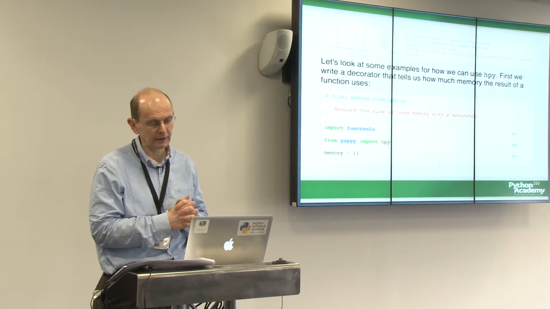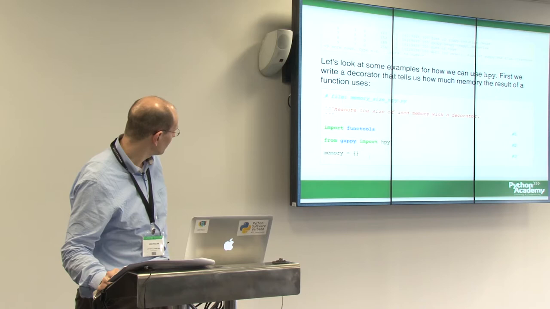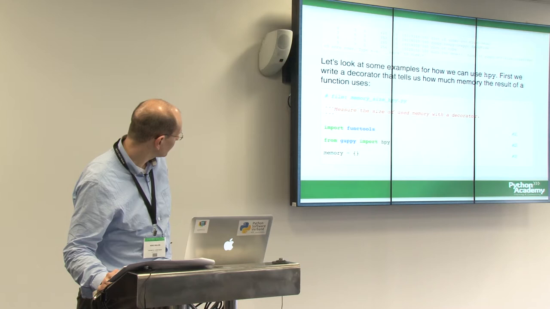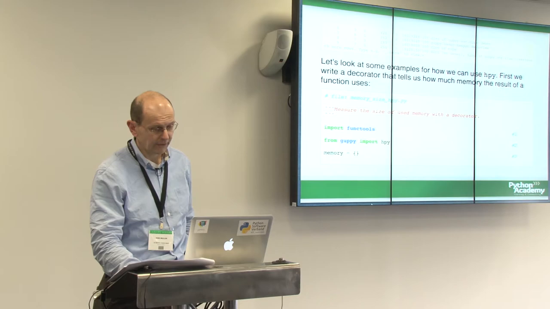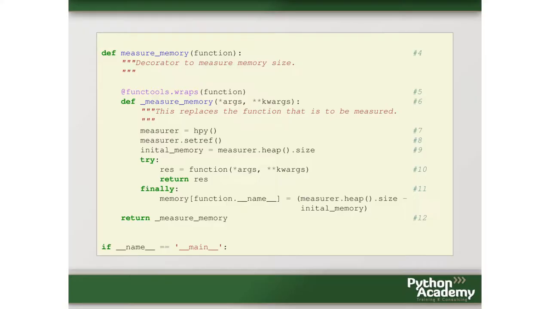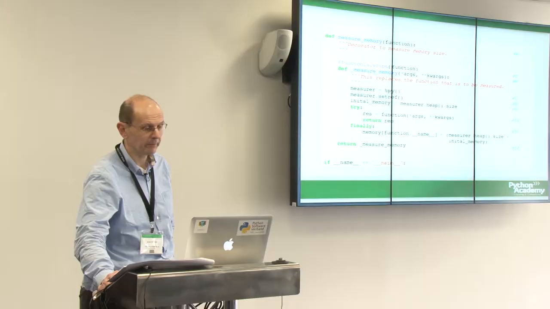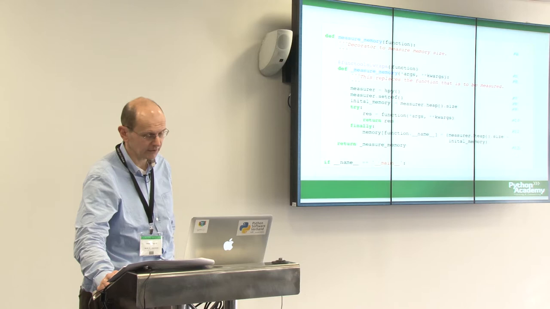I have a global memory dictionary here, and I import HPY from Guppy, and functools, which I need to write a nice decorator. If you don't know what a decorator is, this might look a bit weird to you. This is a new decorator called measure memory, and it takes a function that's supposed to be measured. Then it's doing some magic, because it creates a replacement function that's going to replace my function, and it has this star, double star syntax that takes all kinds of arguments.